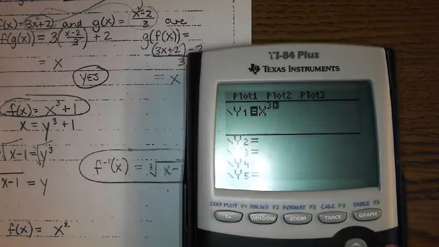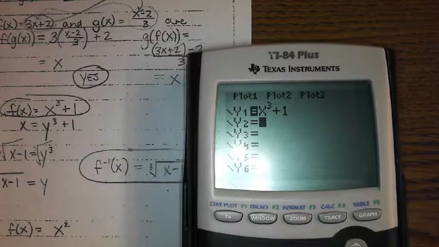Uh-oh. Did we not learn this last year? Wow, I'm surprised. This is just something that I really drill into my kids, so I'm kind of surprised. Maybe it will sound familiar.